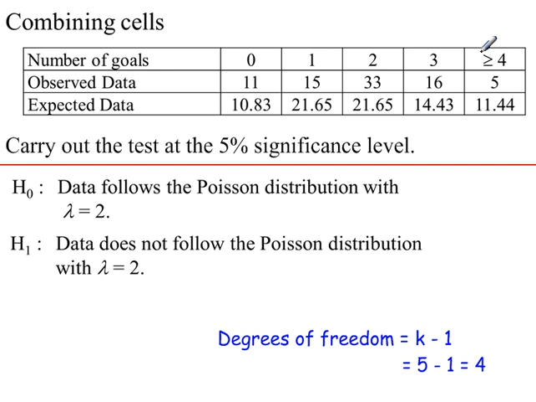So our new table, we have 4 degrees of freedom. There are 5 classes along here, so 5 minus 1, 4. Our H0 and H1, so we're testing both the Poisson distribution and its parameter, lambda equals 2. We're testing both.